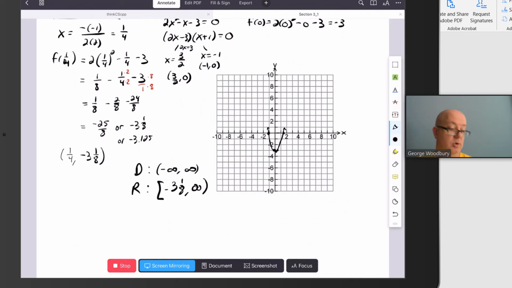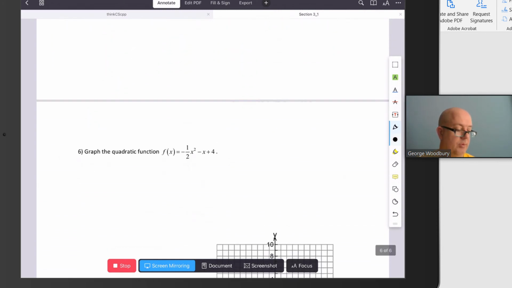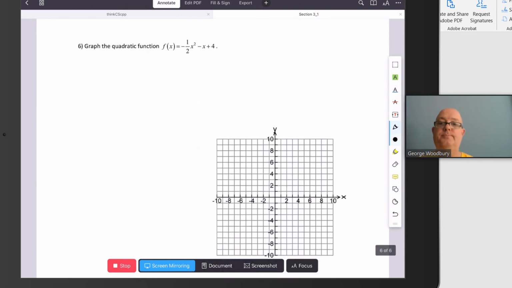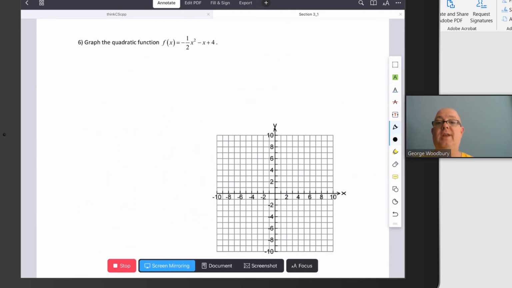All right, let's try one more. I've got one more example. This one opens downward. F of x equals -1/2 x squared minus x plus 4. So let's start with the vertex.